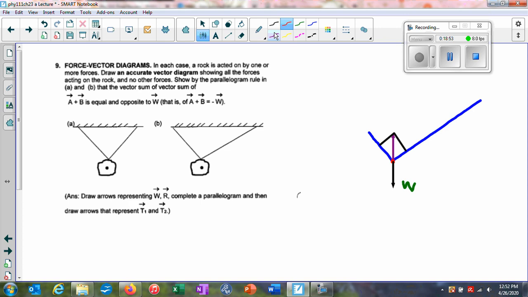Well, let's not use red again. Let's use green. I went up this far, say that much tension force. This is telling me about the magnitudes. I already knew the direction. And you can see if you measured, that one would be a little longer. And actually, I think it's not quite parallel. That looks a little better. A little better. Okay.